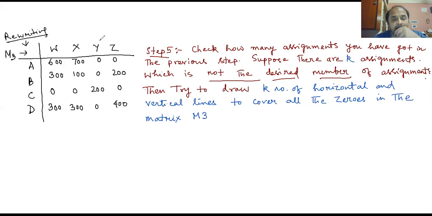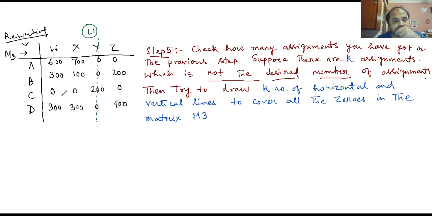So what will I do? I will try to find a column or a row which contains the maximum number of zeros. So you see, this column contains 3 zeros. So I can draw a vertical line here. This is line 1, so that it covers all the zeros present in the column. I'm going to draw a vertical line like this. This is my line 1.